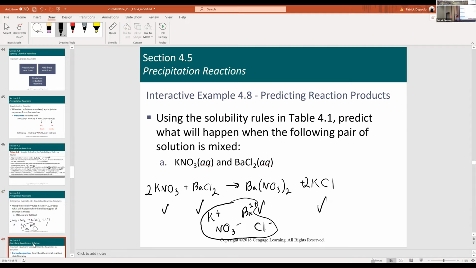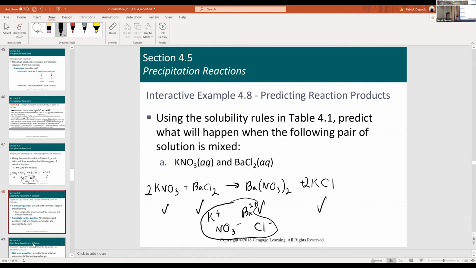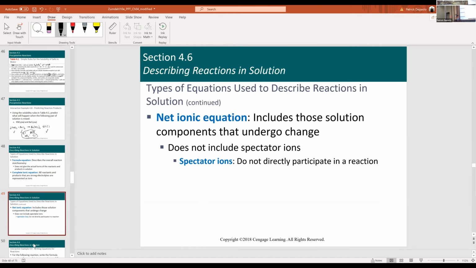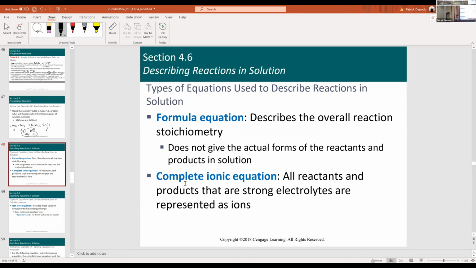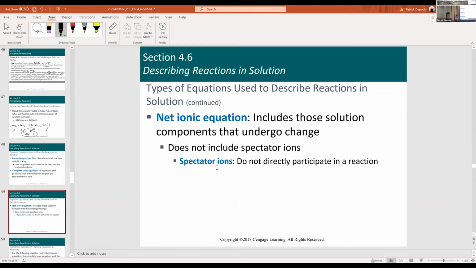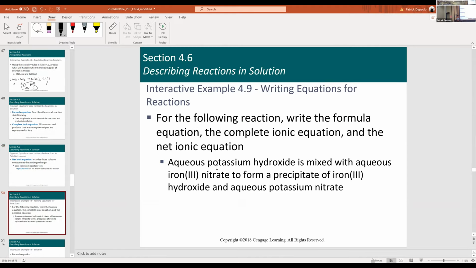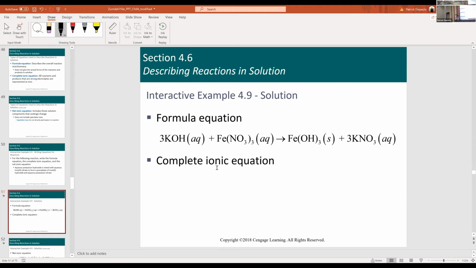So let's do an example of that. And we'll go through these things. We're coming back to these terms. So there's the formula equation, the complete ionic equation, and the net ionic equation. You're thinking, oh, professor, too much. Okay, we'll do an example, and then I'll show you how to do those right now.